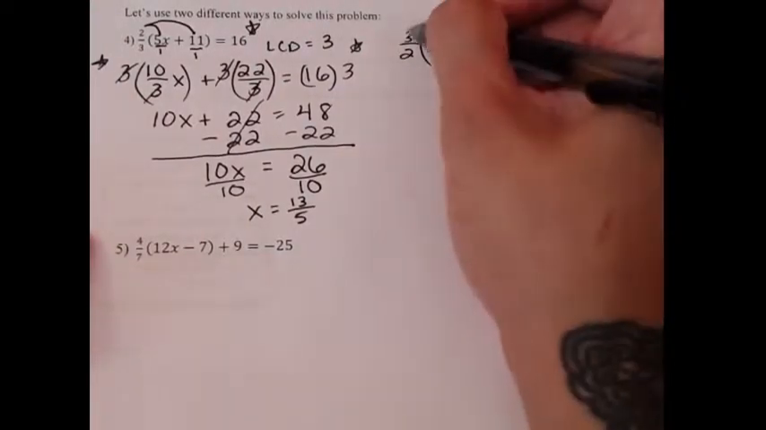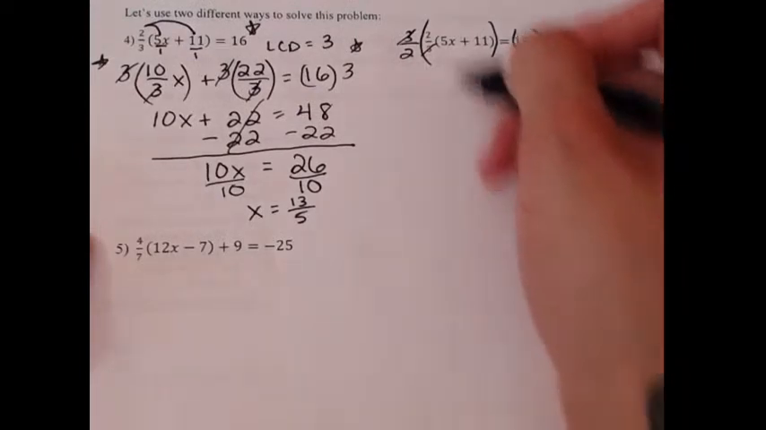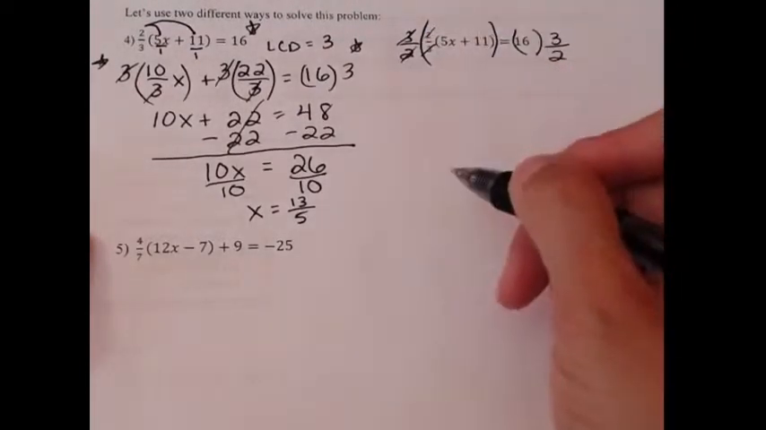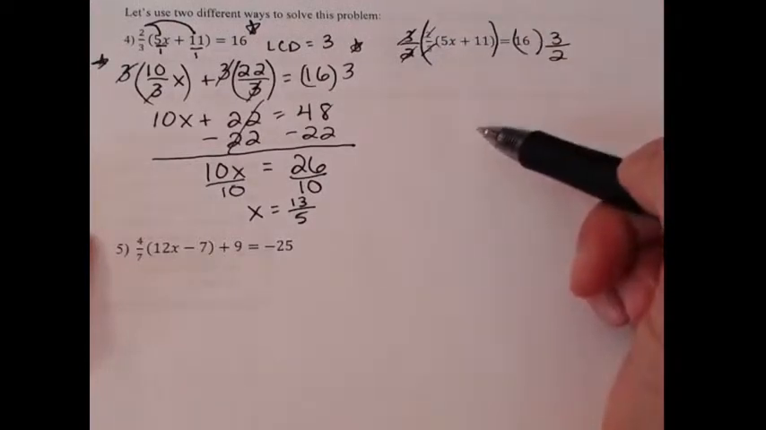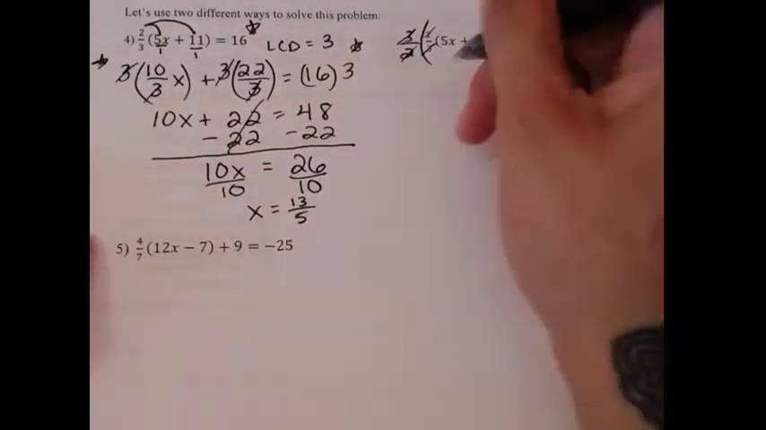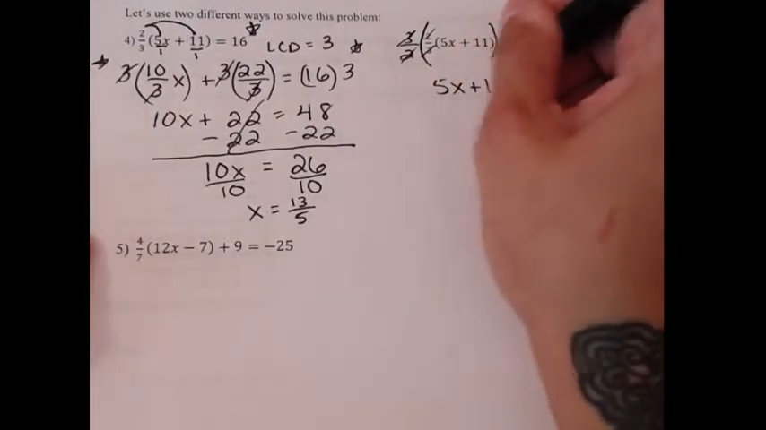Notice the 3's are going to cancel, leaving us with 1. The 2's are going to cancel, leaving us with 1, which means we have 1 times 5x plus 11. If we have 1 times 5x plus 11, well, I simply have 5x plus 11.